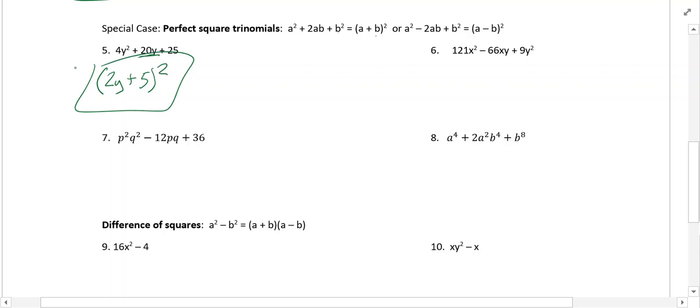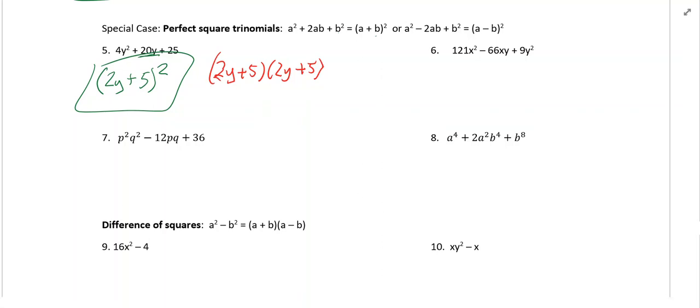And you could check it. If you wanted to check it, you could write this out twice: 2y plus 5 times 2y plus 5. And you could go ahead and do the math and see if you got the middle term. But remember, whenever you multiply something by itself, it's the same as saying quantity squared.